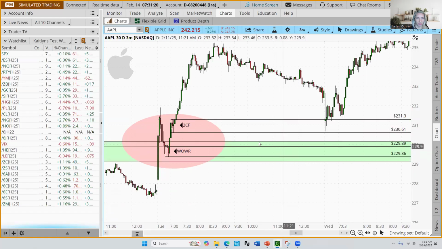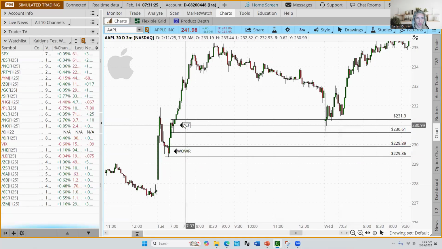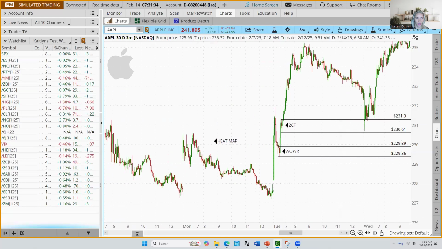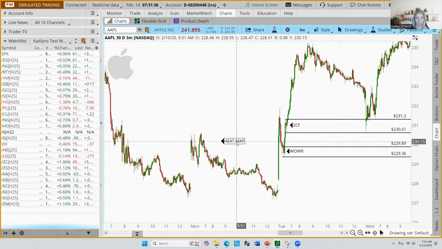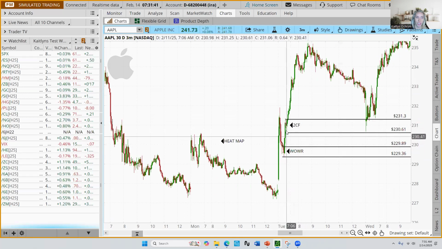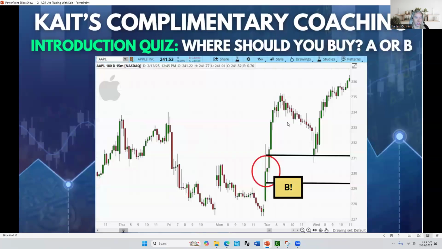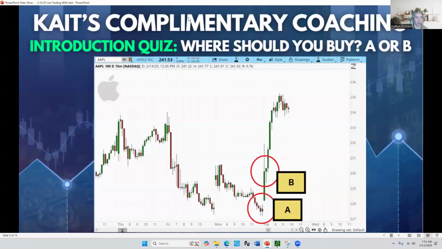That was the upper one. Came in, hit that two candle flip, change direction, even gap down into that two candle flip zone and change direction. So what the heat map does and why it's so important and useful is because it helps us determine which zones to be looking at. If I come back to our quiz from before, which was where should you buy, A or B?